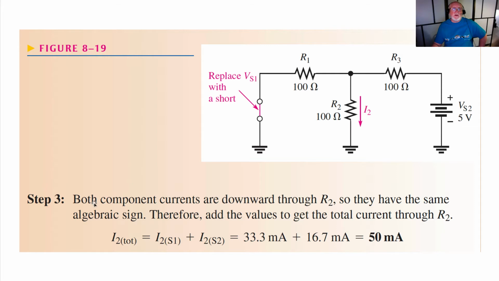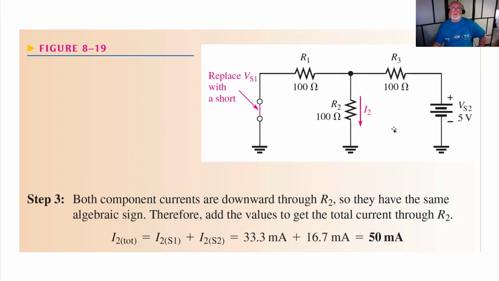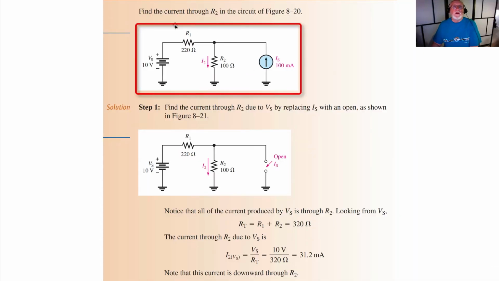The last step then: both component currents are downward through R2, so we have the same algebraic sign, therefore we add the values. So 33.3 plus 16.7 milliamps gives us a total of 50 milliamps. So that is your superposition theorem with two voltage sources. Now, what if we replace one source with a current source, where we have one voltage source and one current source? So find the current again through R2 in the circuit.